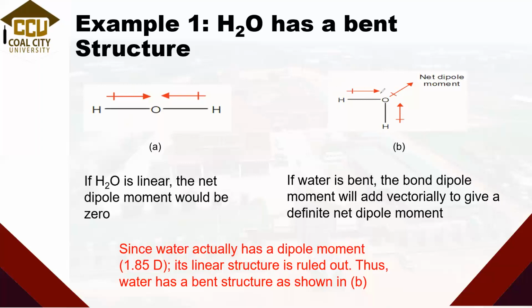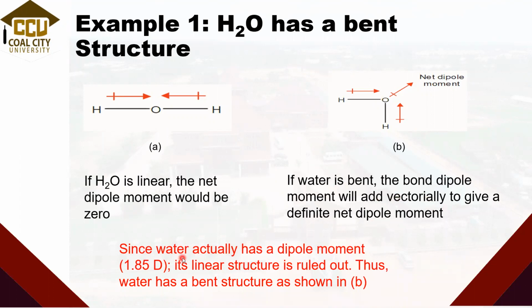This will come to this, and then both of them will sum up to form this third force. So instead of canceling each other out, they will sum up. If this was 3, 3, instead of us having +3 minus 3, both of them will be having +3 plus 3, and then it will become 6, or -3 minus 3, and it becomes -6. So the net dipole moment will not be 0 in the case of a bent water. If water is bent, the bond dipole moments will add vectorially to give a definite net dipole moment.